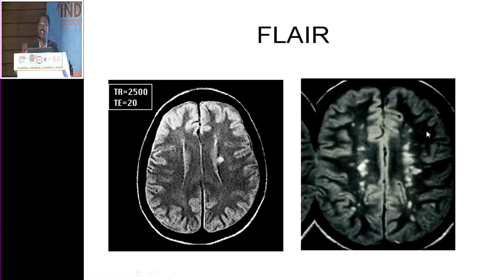So a simple algorithm is white is white and gray is gray in T1. Gray matter is gray and white matter is white in T1. The reverse is true in T2. So you can see here in T2, the gray matter is white and the white matter is gray. And that's how we roughly identify what is T1 and T2 even in the presence of FLAIR images.